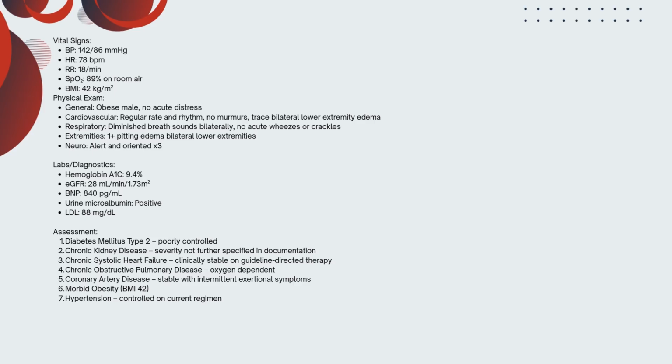Labs/diagnostics. Hemoglobin A1c 9.4%. eGFR 28. BNP 840. Urine microalbumin positive. LDL 88 mg per deciliter. Assessment. Diabetes mellitus type 2. Poorly controlled. Chronic kidney disease. Severity not further specified in documentation.